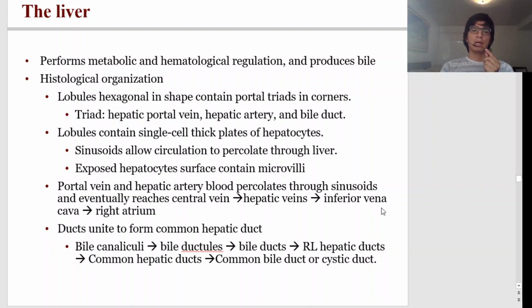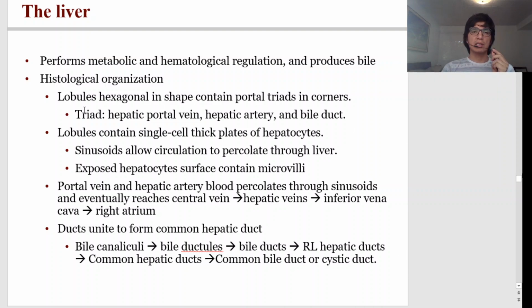Let's look at the liver. The liver performs metabolic and hematological regulation. It's basically the site where it determines whether the level of nutrients is adequate for the rest of the body. If there are too many nutrients, the liver can store some of these nutrients in the form of glycogen. But if there are not enough nutrients, the liver can catabolize this glycogen and start to produce glucose that will be freely available within the circulation.